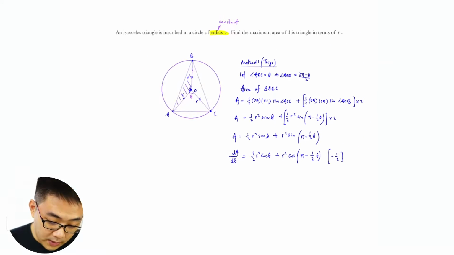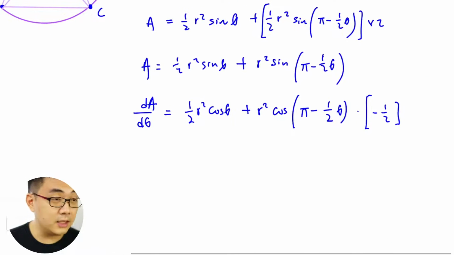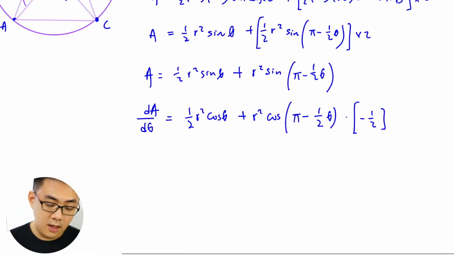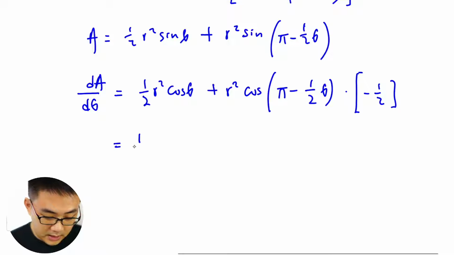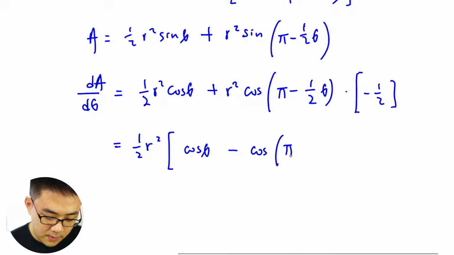Now, did you want the exact? I think the answer is given exact, so I will just find exact. If they don't know what exact is, you can actually just use the GC, calculate it out, okay? You don't need to do it by hand. In this case, I'm just going to bring the r squared out, so this will be cosine theta minus cosine of pi minus half theta.